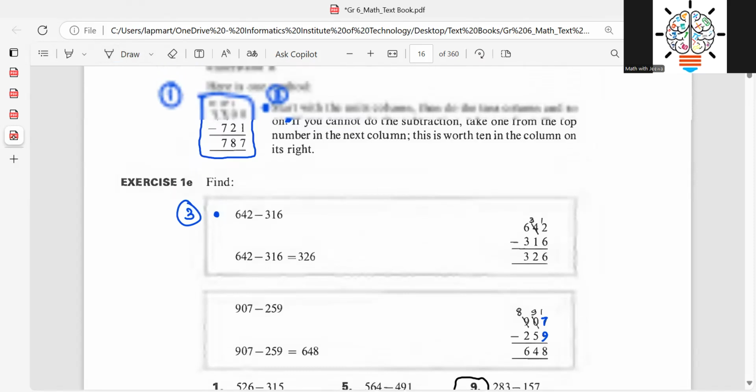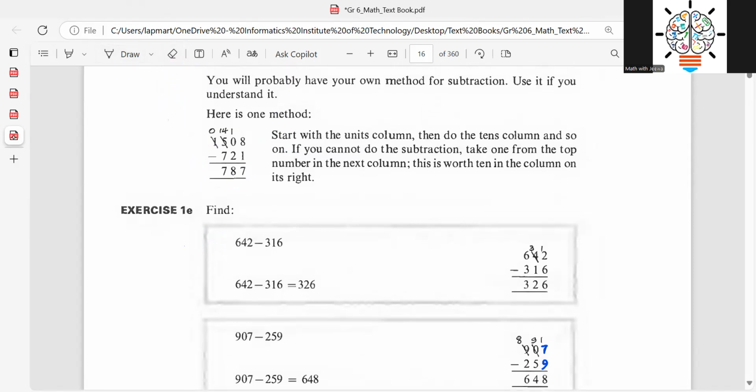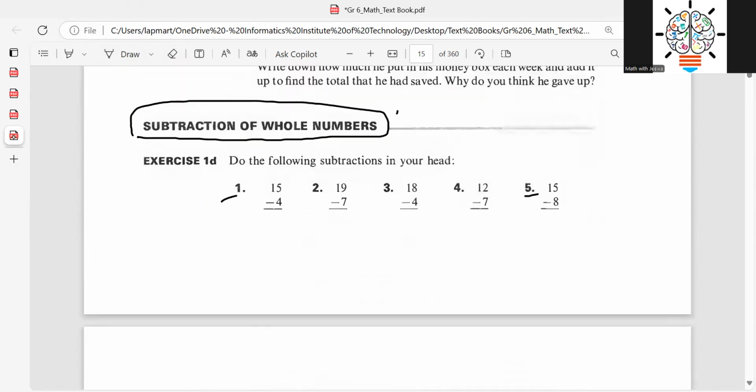Hope it is clear that I don't want to explain any other examples. Hope all of you have understood it. So today's topic is subtraction, subtraction of whole numbers.